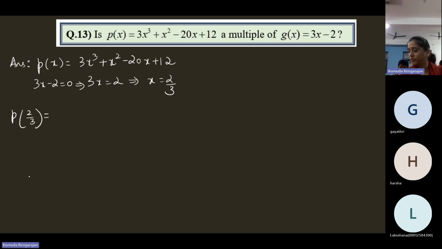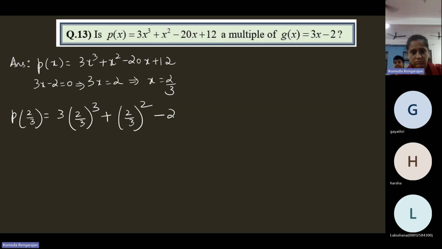Tell me, how do you find P of 2 by 3? Surya? 3 into (2 by 3) the whole square whole cube plus (2 by 3) the whole square minus 20 into 2 by 3 plus 12.